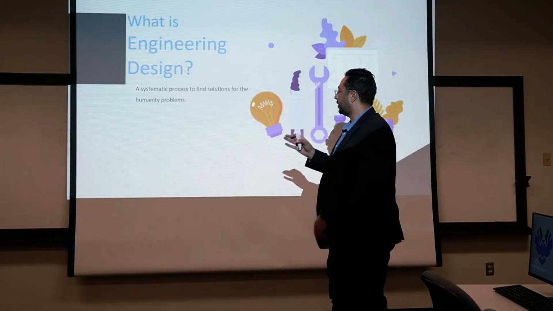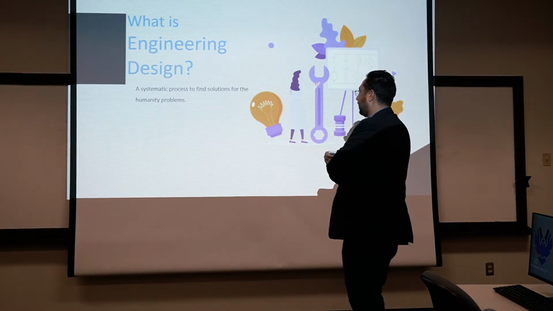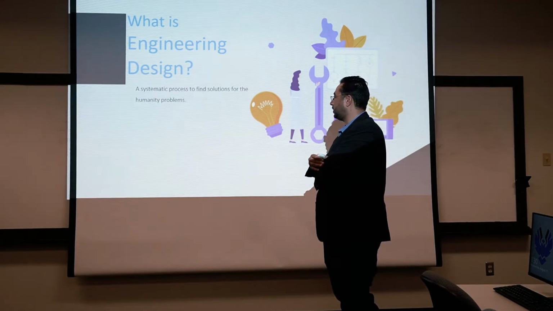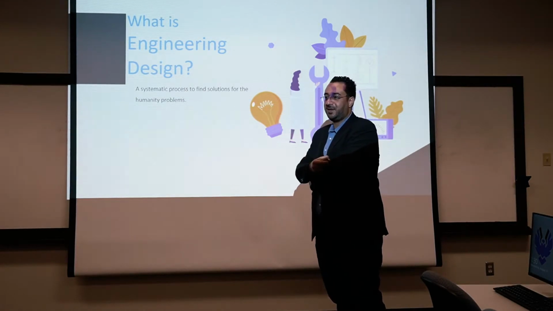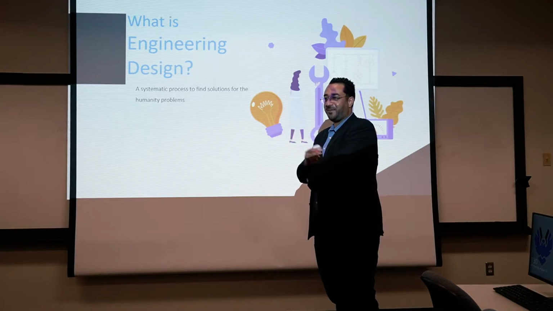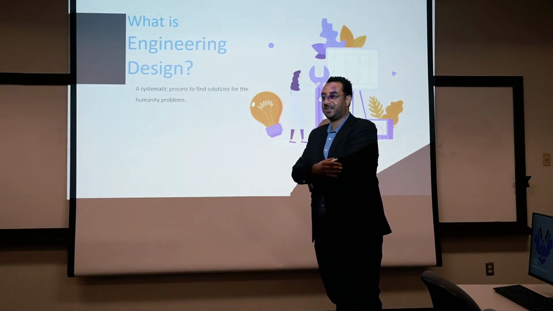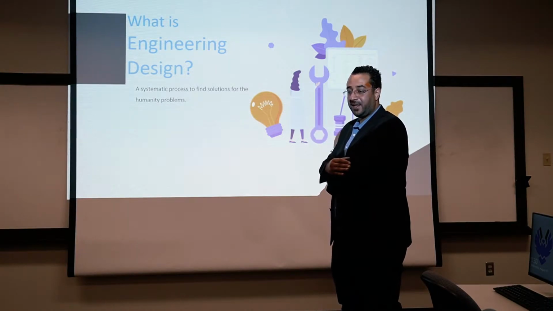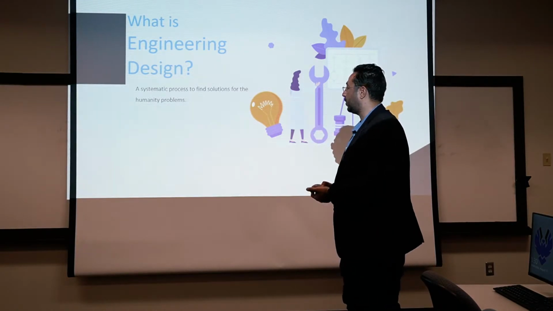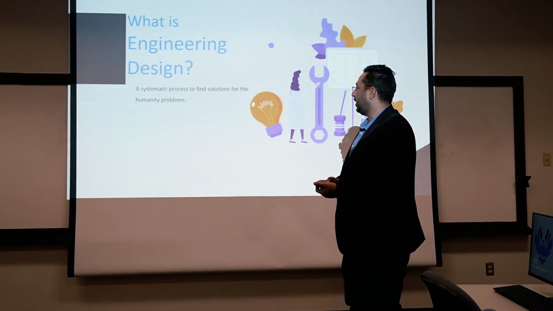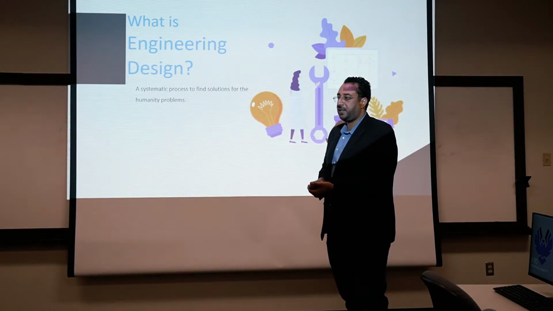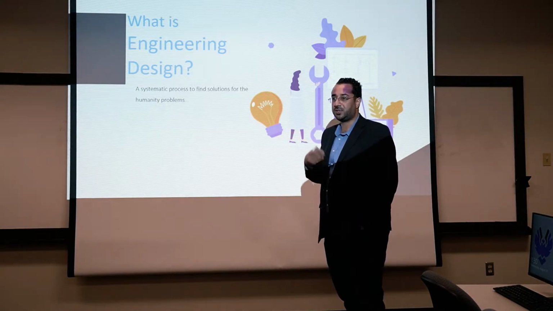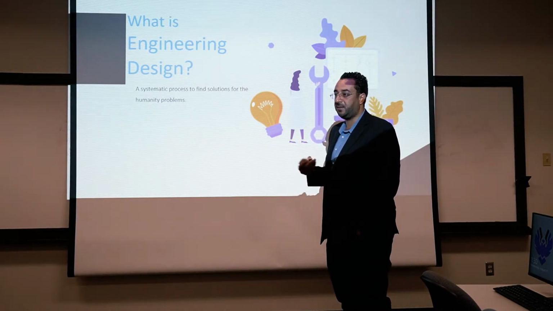Now, what is engineering design in specific? We can define it as a systematic process that you use to find solutions for humanity's problems. Humanity obviously has a lot of problems, and this is a process. Problems of today are different than problems of yesterday probably, and they will be for sure different than the problems of tomorrow. So engineering design is a systematic process to find solutions for humanity's problems. I would add, it is a continuing solution where you always find developments and improvements for that problem.